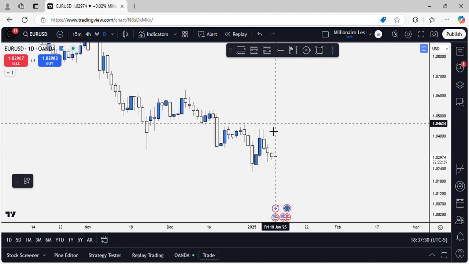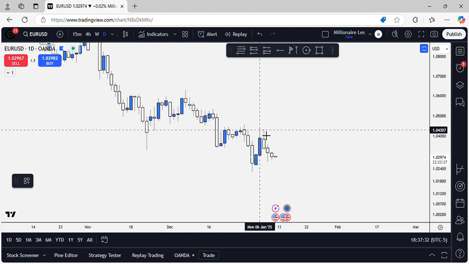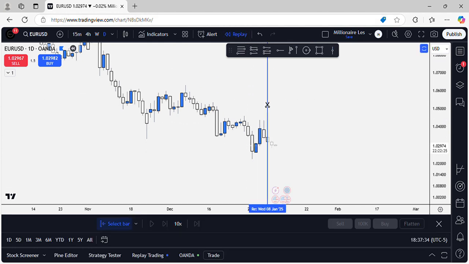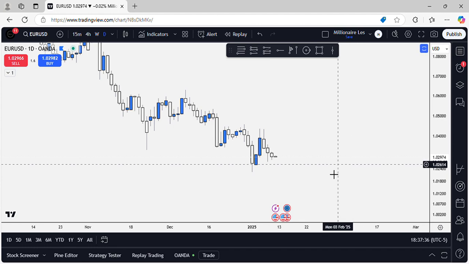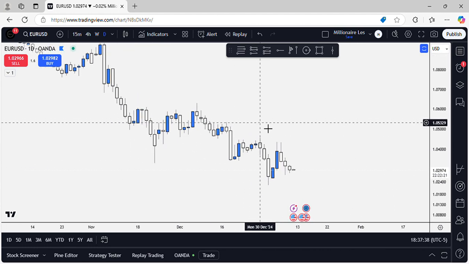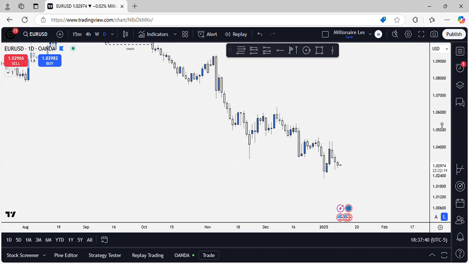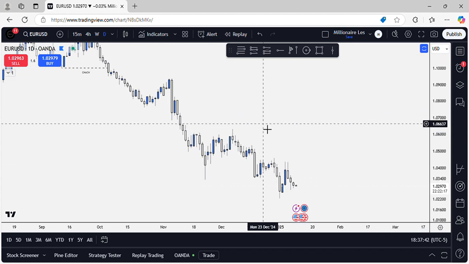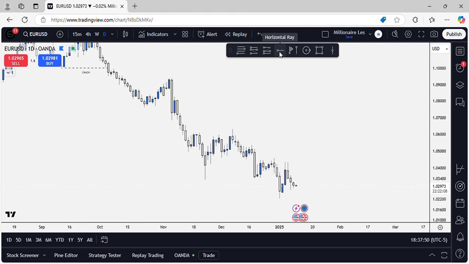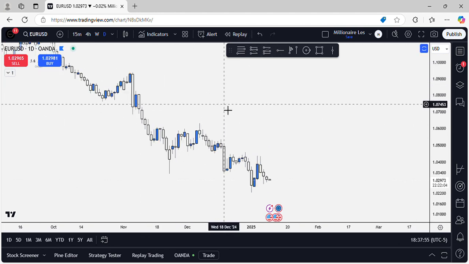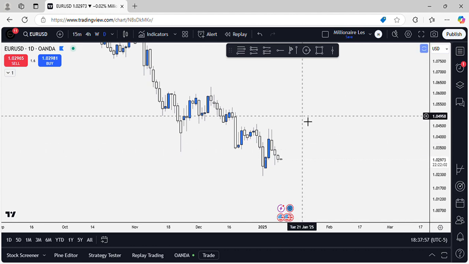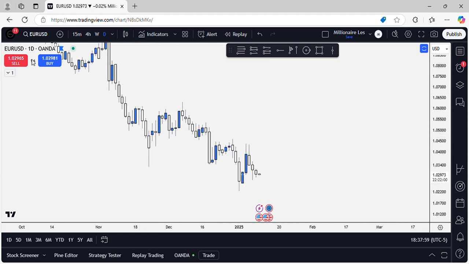People be sleeping on supply and demand, but supply and demand can really make or break your trading, especially if you know what you're looking for. How I like to look at it: supply is for sells and demand is for buys. Again, S, supply, sells; D, demand, buys. And what I like to mark up as supply and demand zones are swing points.